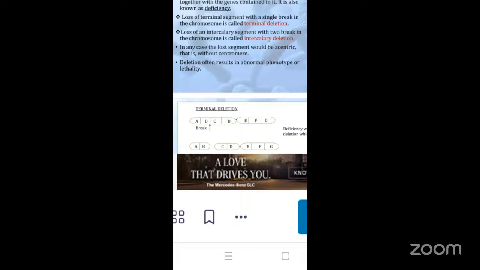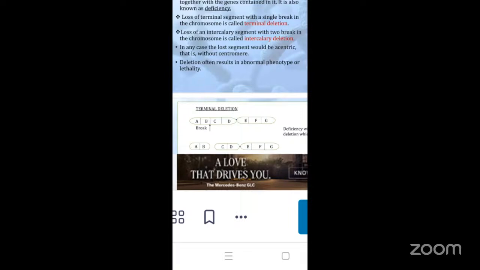Trisomy is the addition of an extra chromosome to the diploid, 2n plus 1. Examples: Down syndrome, trisomy 21; Edwards syndrome, trisomy 18; Patau syndrome, trisomy 13; and Klinefelter syndrome, XXY, with an extra X chromosome.